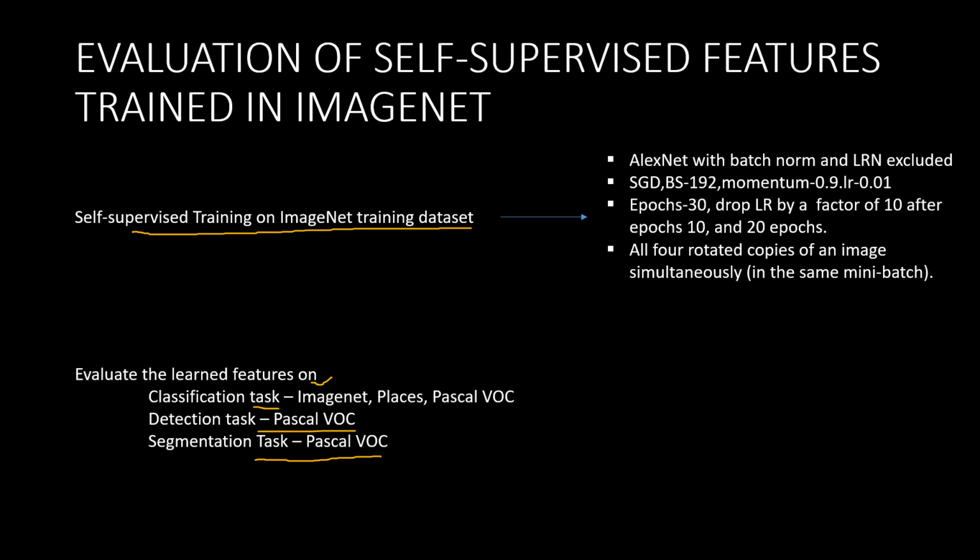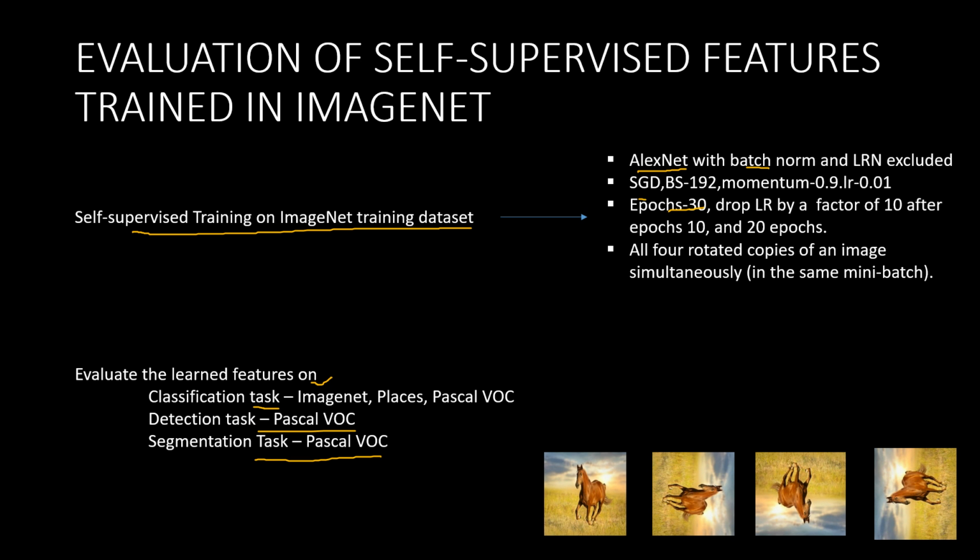And here, for doing the training, they have not used the previous network-in-network architecture. They have used AlexNet with batch norm, and they did not use the LRN. Then they use SGD with a given batch size, and they train it for 30 epochs. And again, they drop the learning rate by a factor. And as in the Cifar-10 experiment, they also use all four rotated copies of the image simultaneously, the same as in Cifar-10: 0, 90, 180, and 270.